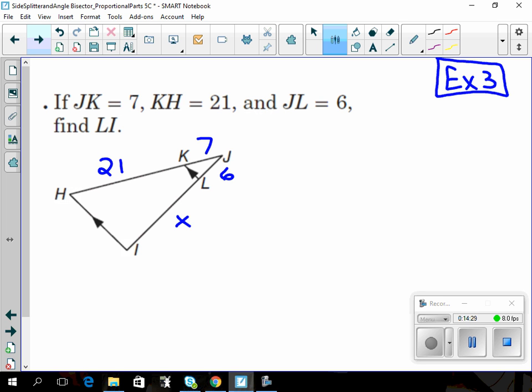So I want you to be able to write a proportion and solve. That's really all what 5C is. Write a proportion and solve. It gets a little repetitive. Lots of algebra. We're cross multiplying everywhere.